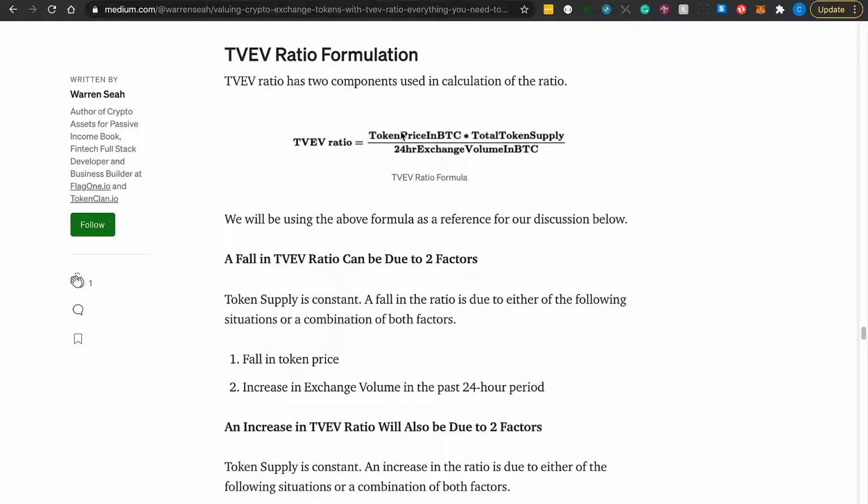An increase in price and or a decrease in the volume, once calculated, will result in an increase in the TVEV ratio. So let's assume that initially there was a shift in the value of the crypto exchange business. Maybe it could be due to other competitors coming into the industry or a decrease in crypto exchange trading activity by the traders. This will result in a decrease in exchange volume while token price remains stable.